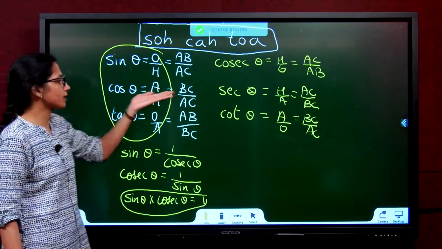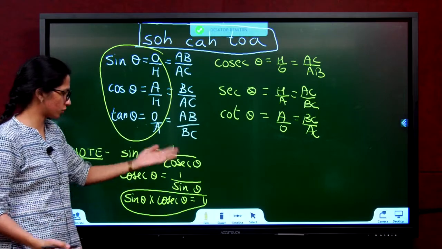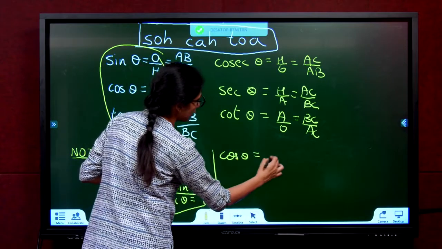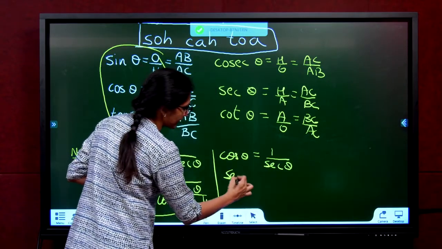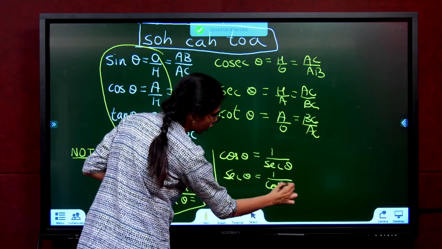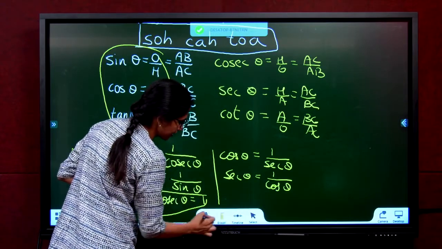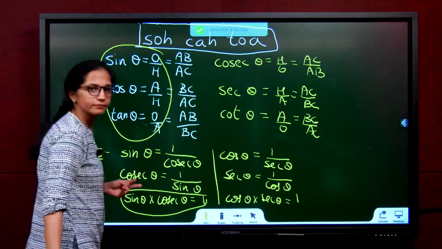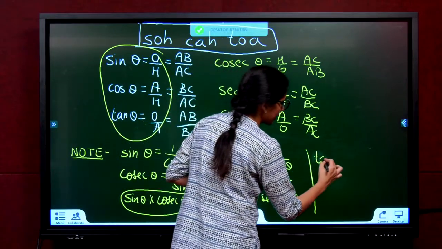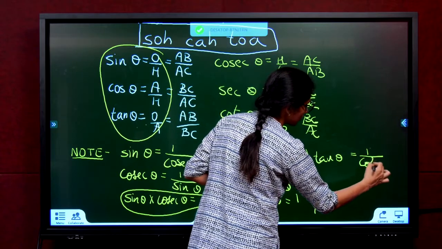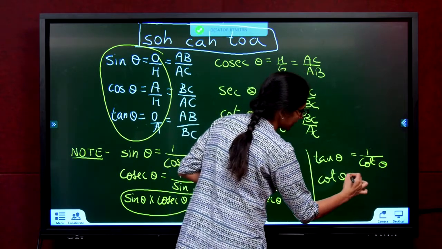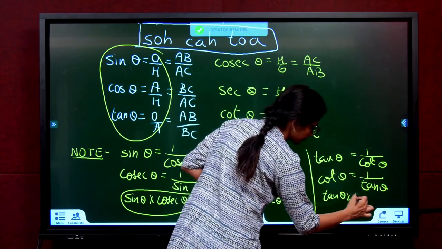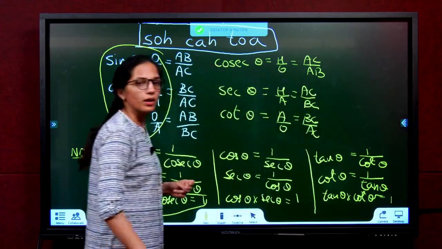Same thing for the others. What is cos theta into secant theta? 1. Why? Because they're reciprocals of each other. I will write it for those who cannot imagine. Cos theta is equal to 1 by sec theta. What is sec theta? 1 by cos theta. I'm just writing all the possible forms. Then you have cos theta into sec theta is 1. Do the same with tan. Tan theta is 1 by cot theta. They're reciprocals of each other. Cot theta can be written as 1 by tan theta. Tan theta into cot theta is also 1.